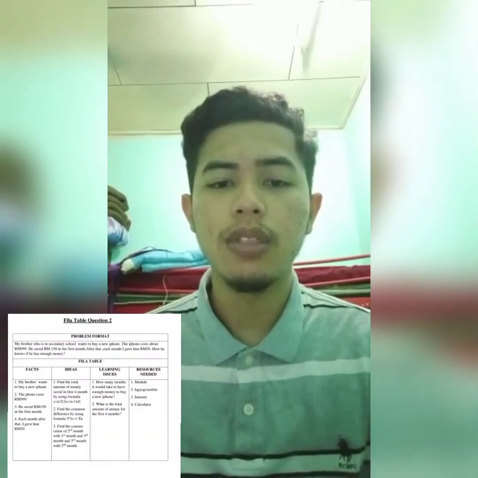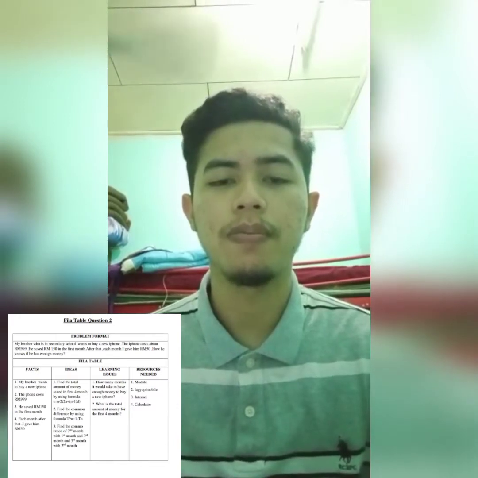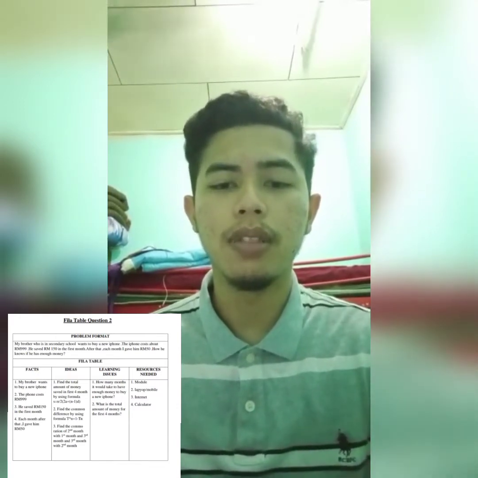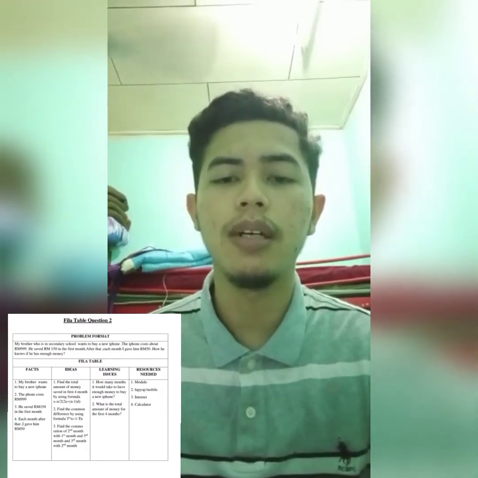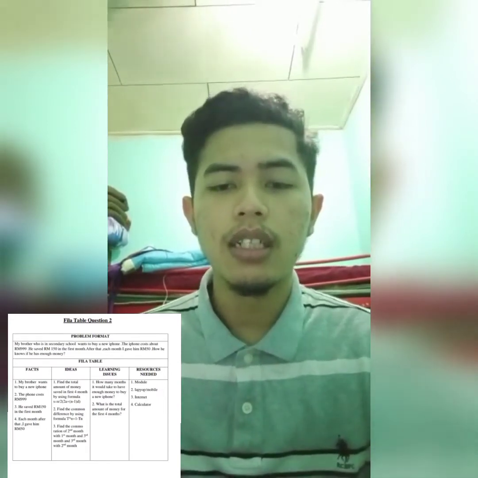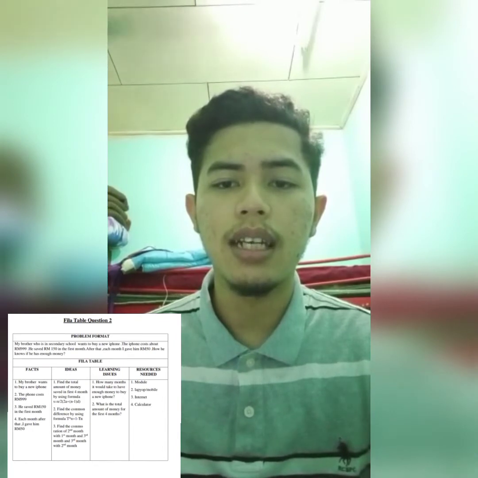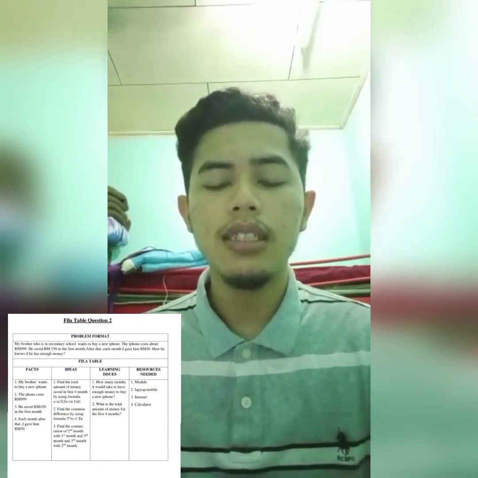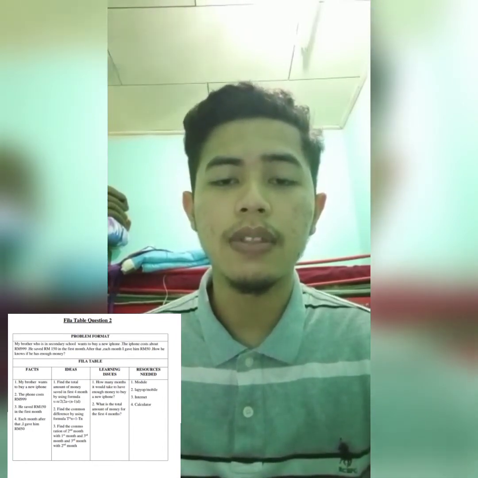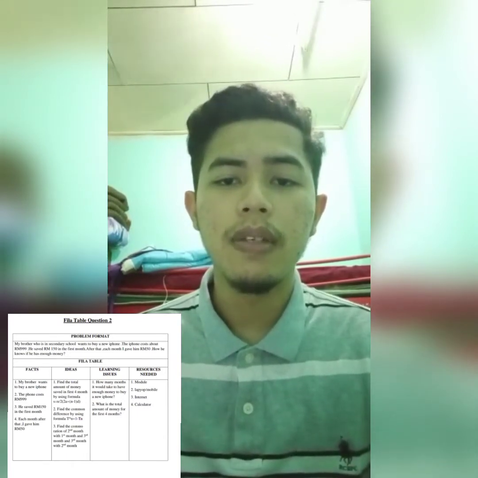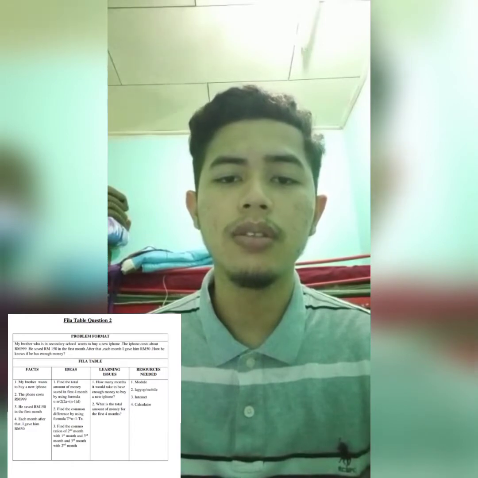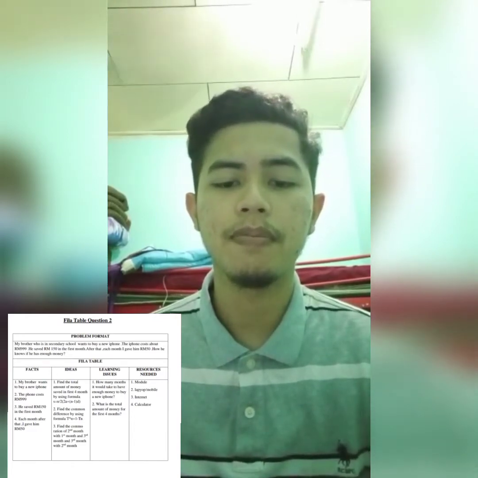Thank you. My name is Zulhilmi bin Mazelan. I want to share about filler table question 2. The problem for filler table question 2 is my brother, who is in secondary school, wants to buy a new iPhone. The phone costs 999 ringgit. He saved 150 ringgit in the first month. After that, each month I give him 50 ringgit. How does he know if he has enough money?